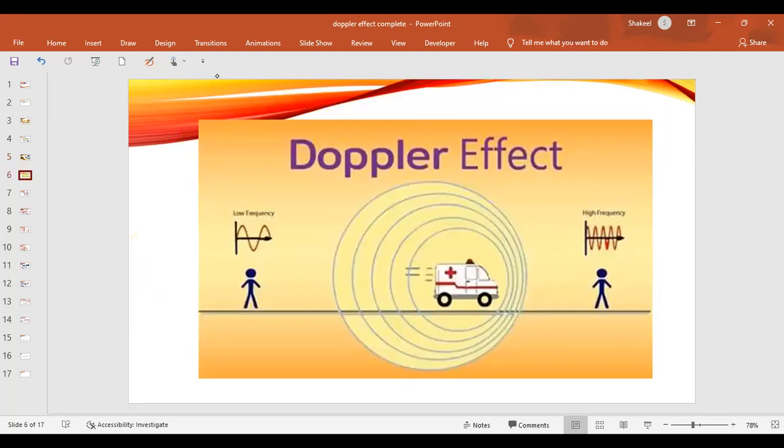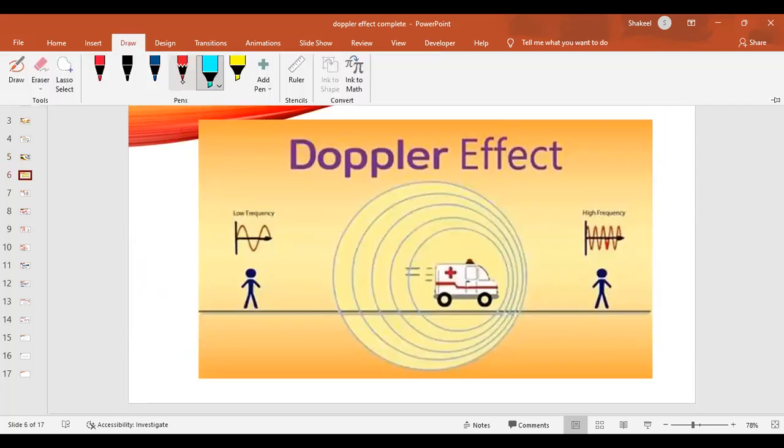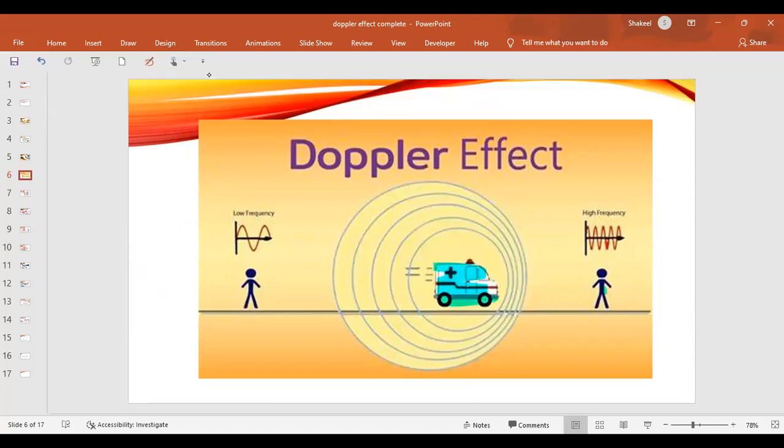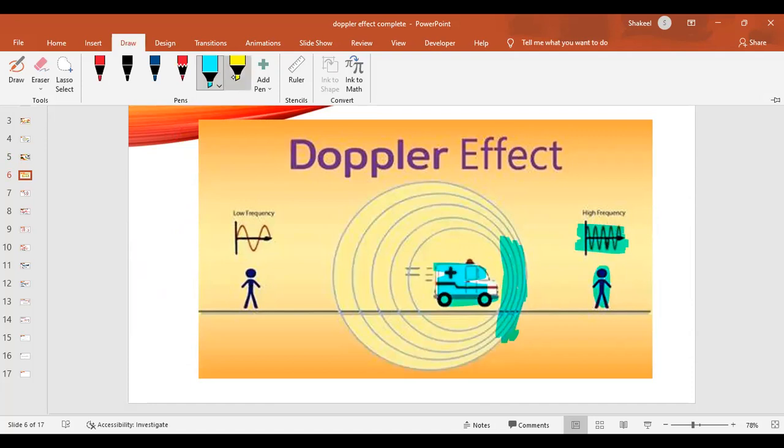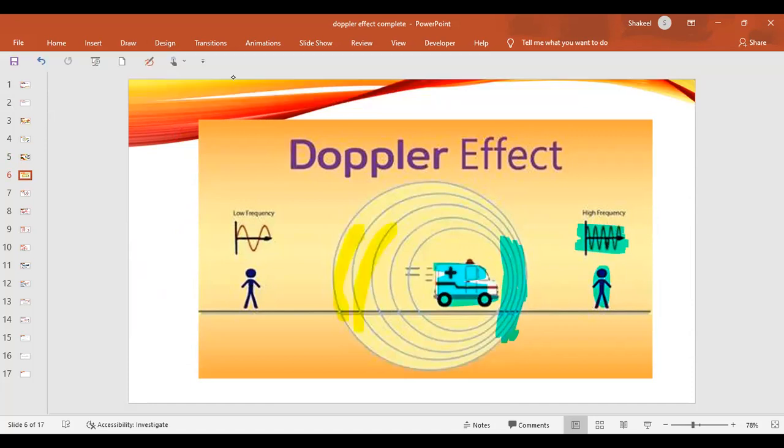So let's look here. This is an illustration, an example for the previous case. As the ambulance is moving towards this observer, the waves which are reaching that observer are bunching up. So that's why this observer is going to hear the higher pitch sound. Similarly, the waves which are reaching the observers behind the ambulance are spreading. So it means this observer is going to hear a low frequency wave.